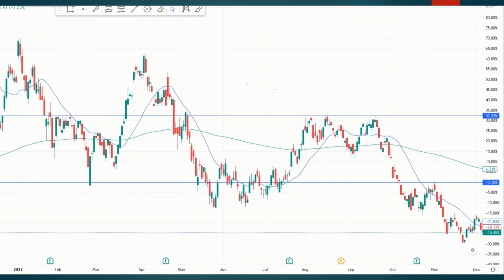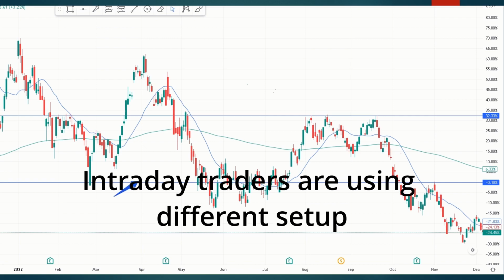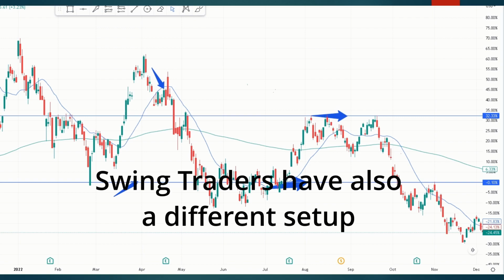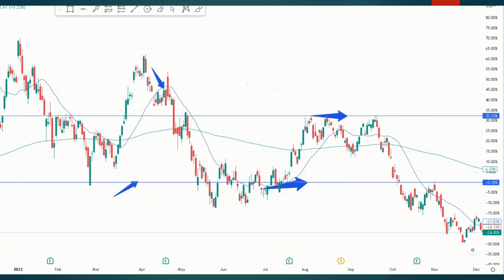Keep in mind, depending on what type of trader you are, you will need to adjust them accordingly. If you are an intraday trader or swing trader, you will have a different setup and time frame than someone who is an investor and is going to be sitting on the stock or position for the long term.